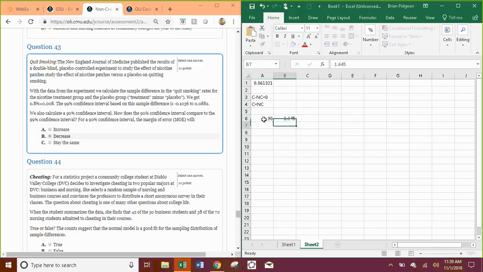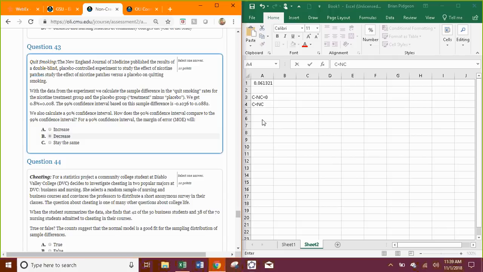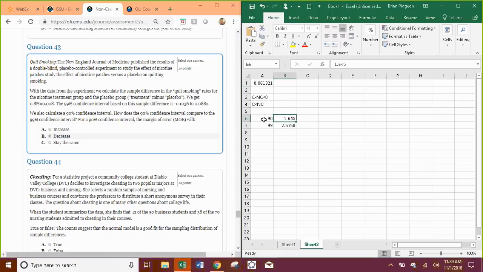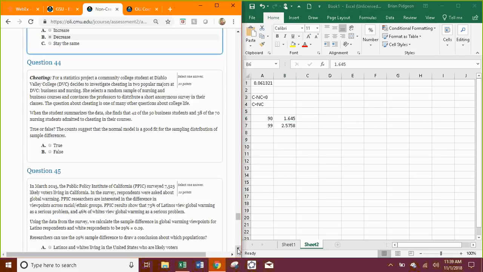And if you think about that, remember the z-scores. The z-score for a 90% confidence interval is 1.645. The z-score for 99% is 2.5758. So the margin of error is going to have a greater multiplier for 99% versus 90%. So the margin of error decreases.